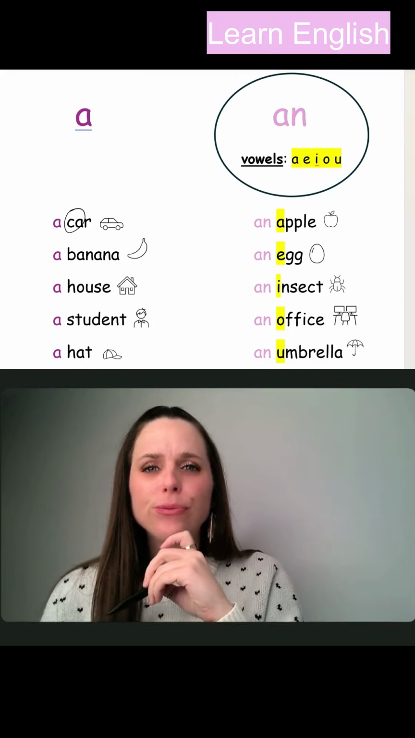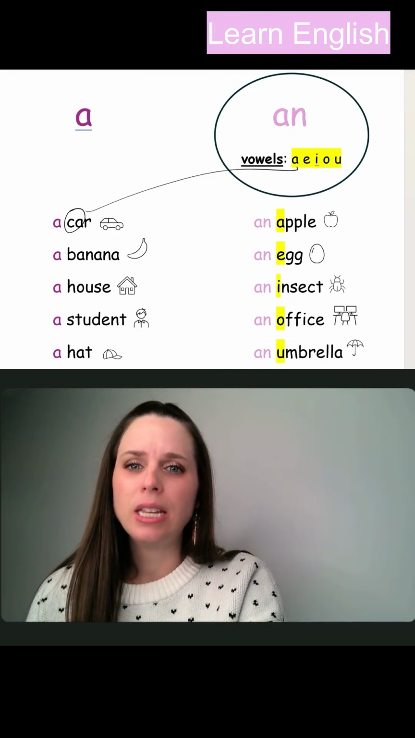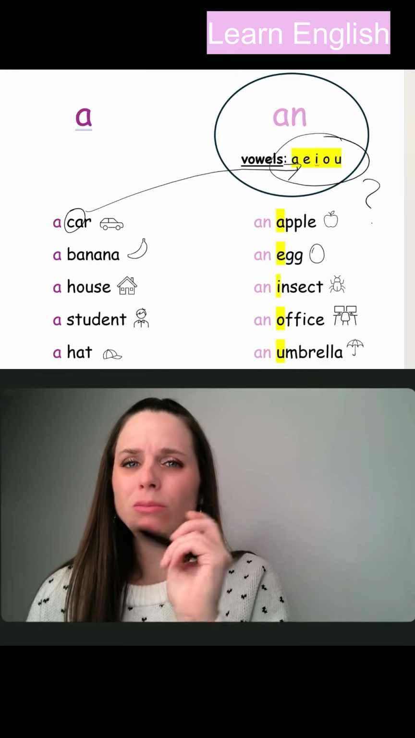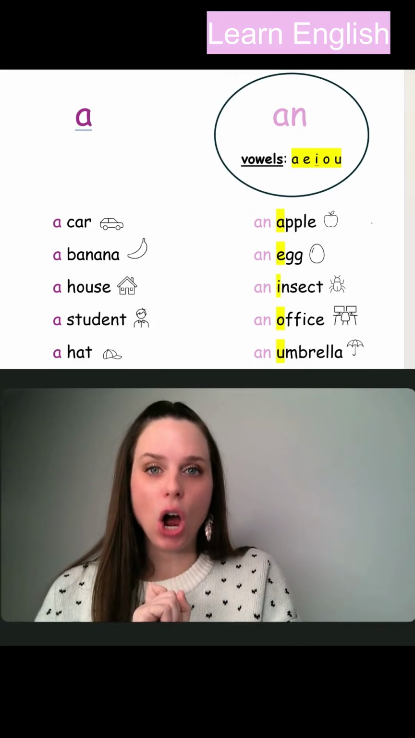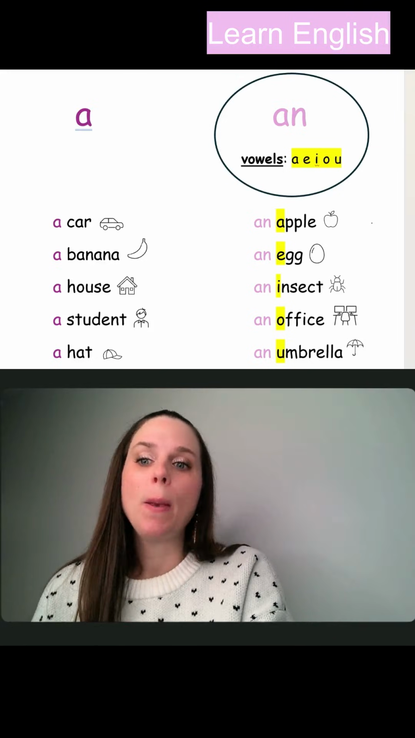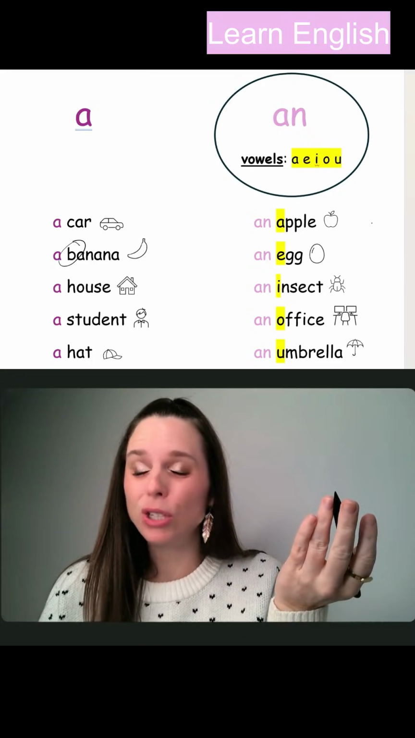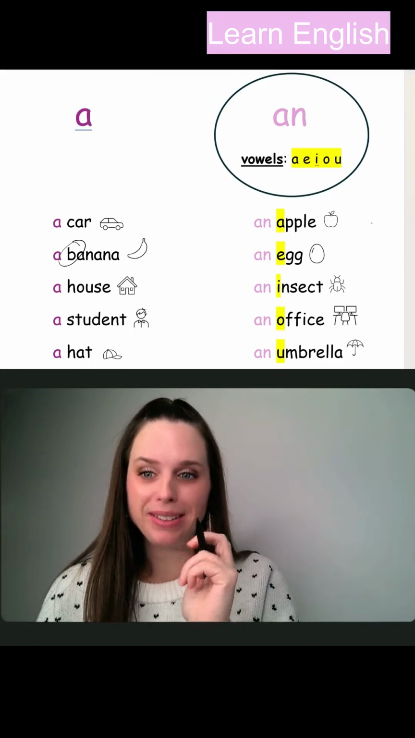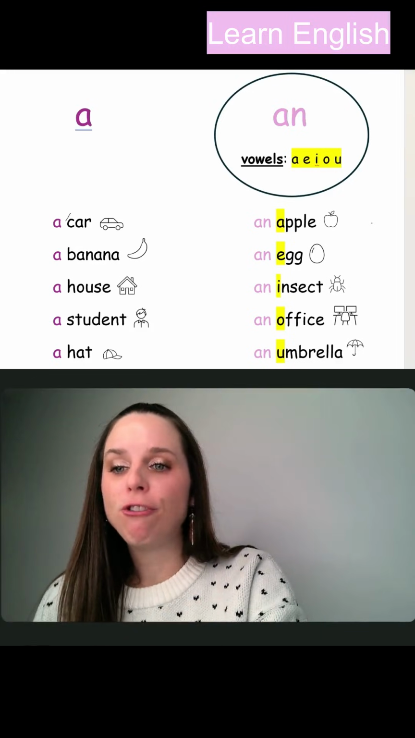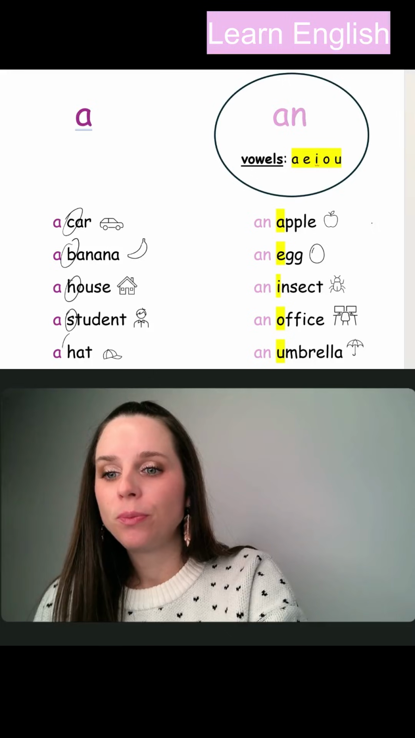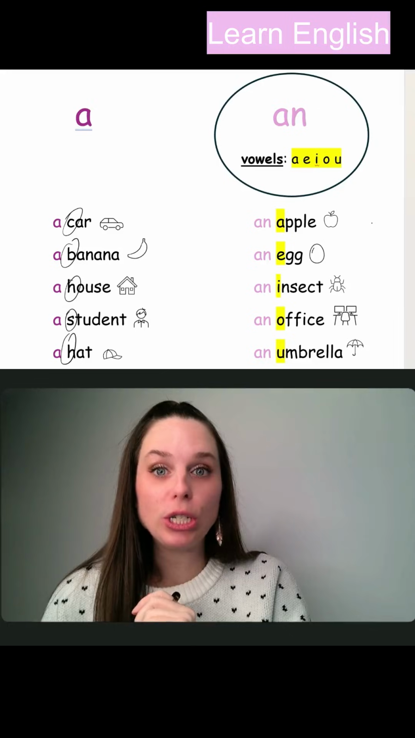Car. It starts with the letter C. Is C a vowel? No. So we say a car. Banana, does it start with a vowel? No, a banana, okay? So look at the first letter. Look at the first letter of the word.